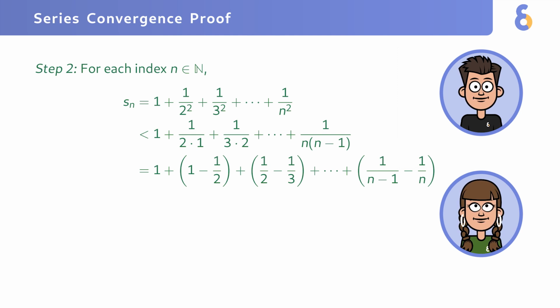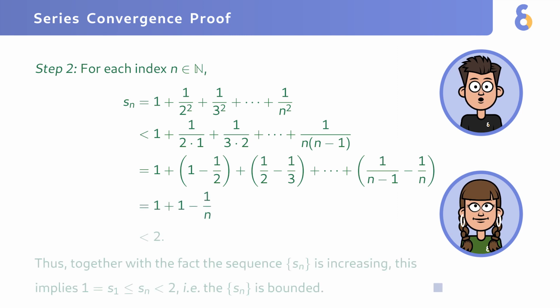Writing each of these out, almost all the terms cancel so that in the end I get 2 minus 1 over n, which we know is less than 2. Okay. So I know the sequence is always going to be between 1 and 2, and so therefore it is bounded. Awesome work! You did great.